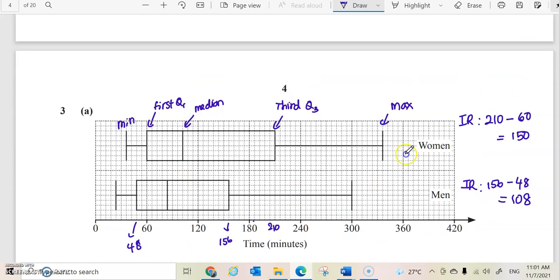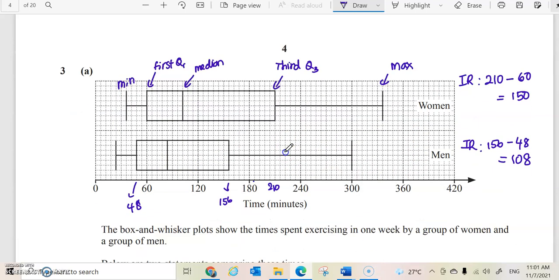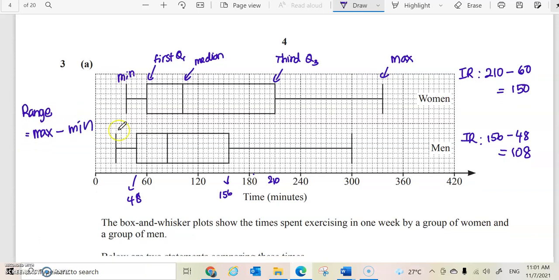Macam mana nak cari range? Maximum value minus minimum value. Okay. You boleh tengok juga dari segi range. Bila variation ni, kita tengok range, kita tengok interquartile range. Okay. So we go to the next question.